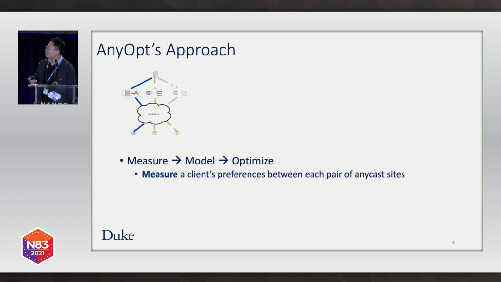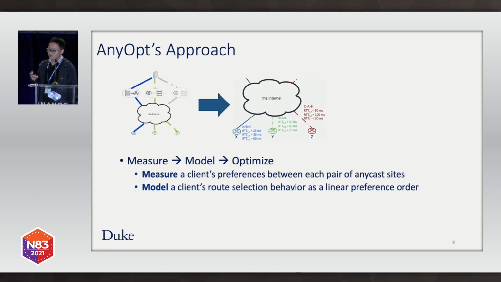In the first step, we measure a client's preference order between each pair of Anycast sites. Based on this method, we consolidate that information into a linear order among all available Anycast sites for each client. We can also measure the round trip time from different clients to different Anycast sites in a similar way. Then we can model a client's route selection behavior as a linear preference order.